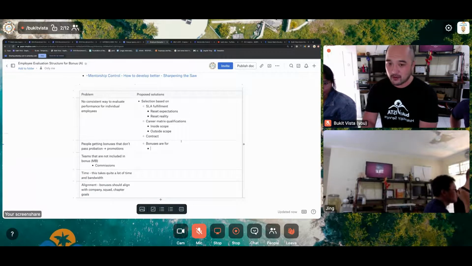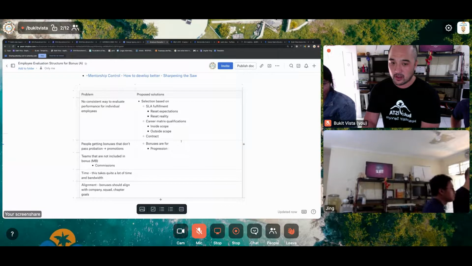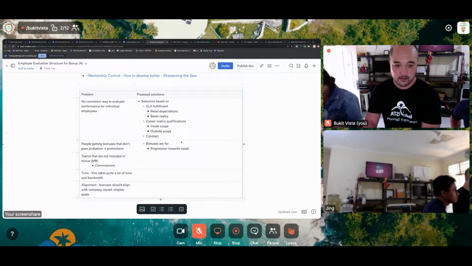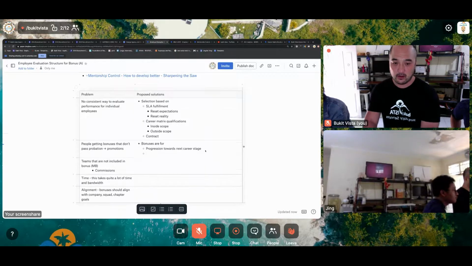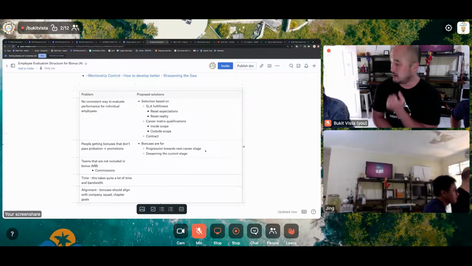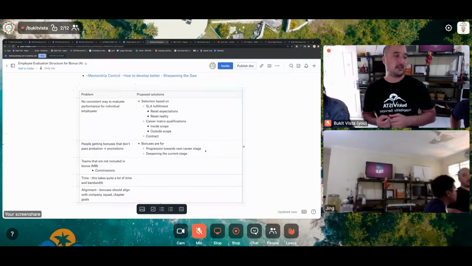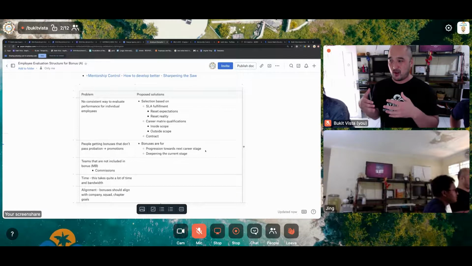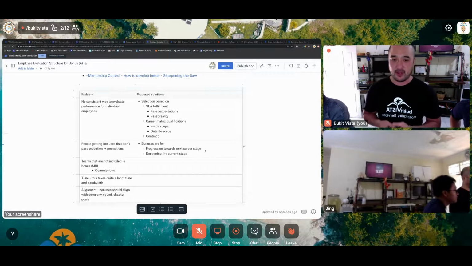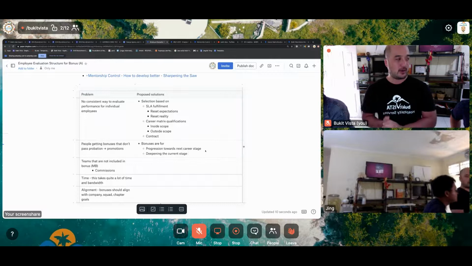Okay, now we have a progression towards the next career stage, or deepening the current stage. Right. So let's say maybe you don't have leadership competency, but you're creating more and more process competency. Say maybe you don't have process excellence, but you have more project competency. So I would be happy to award bonuses based on that. So it's either vertical growth or horizontal growth.